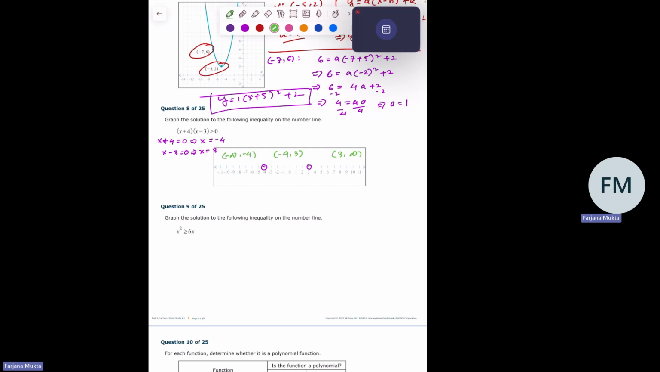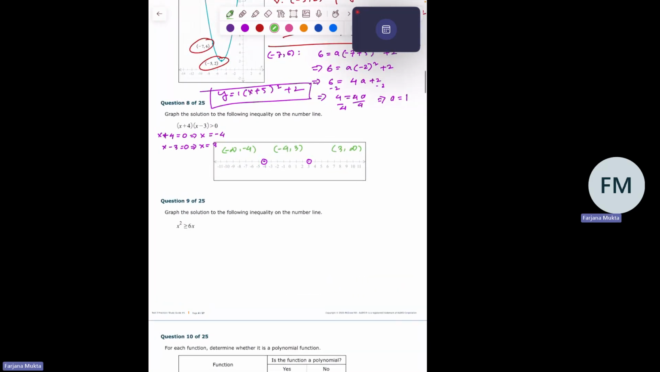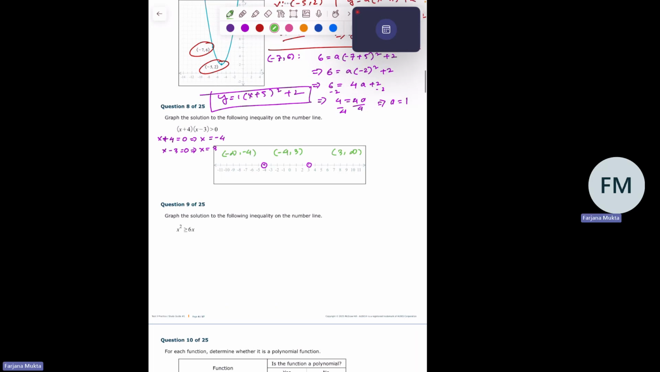What do we do next? We pick some test values for each of these subintervals and check which one satisfy our inequality, right? So let's go ahead and do that. I don't have enough space, I'll just use this space here. So our subintervals are negative infinity to -4, -4 to 3, 3 to infinity. And so test value, and what do we get for the functional value?